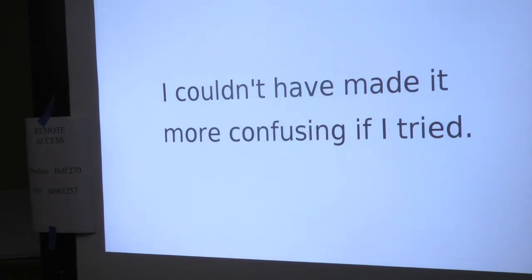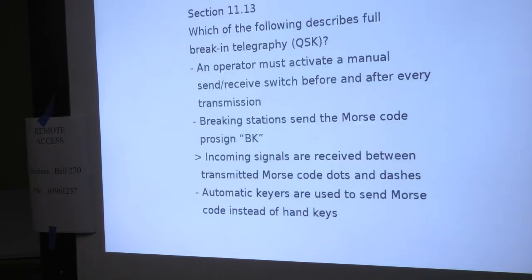Go back and explain what we're looking at again. Okay. Which of the following describes full break-in telegraphy? When they're talking about telegraphy, they're talking about Morse code. This question is best answered by removing all of the ones that don't make any sense. We'll start at the top. An operator must activate a manual send-receive switch before and after every transmission. That doesn't make any sense. Next one, breaking stations send the Morse code sign BK. That one sounds plausible. BK is sometimes used to break into a conversation, so we'll skip that one for right now. Incoming signals are received between transmitted Morse code dots and dashes.